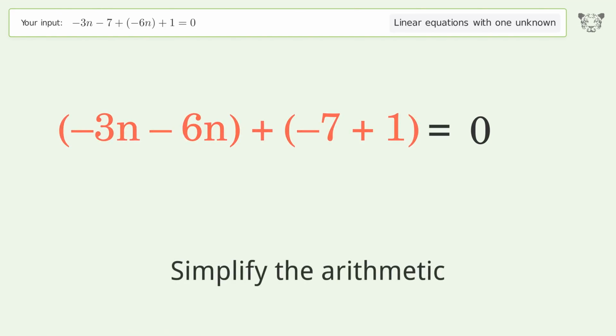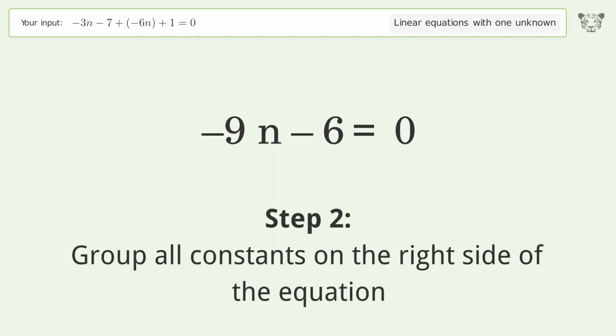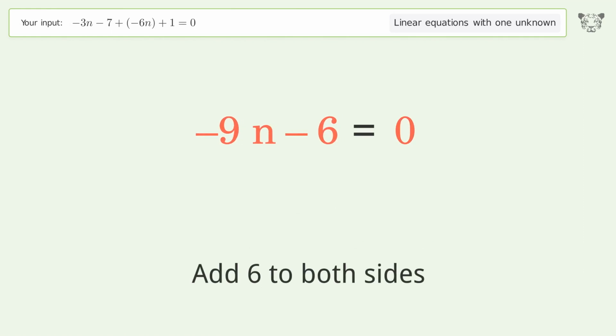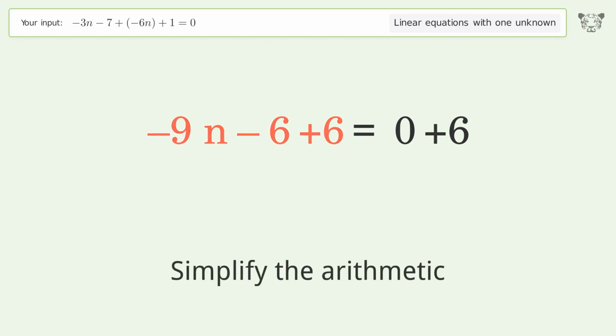Simplify the arithmetic. Group all constants on the right side of the equation. Add 6 to both sides. Simplify the arithmetic.